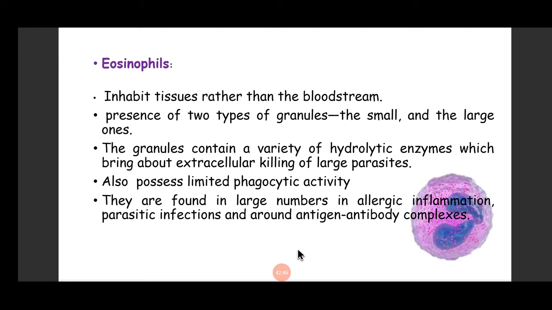And these granules contain hydrolytic enzymes, which they can bring out of the cell, and they can kill large parasites. So whenever there is a parasitic infection, you will find a lot of eosinophils surrounding that infection, and these cells degranulate their granules on the surface of the parasite and try to kill it.